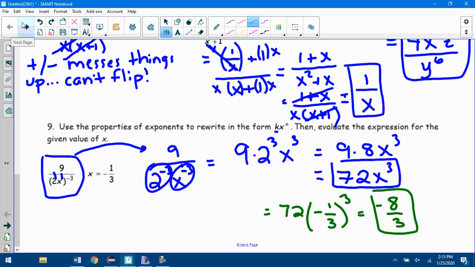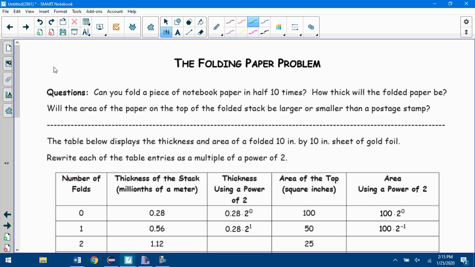An application of this. Kind of a weird application, but still an application. The folding paper problem. Question, can you fold a piece of notebook paper in half 10 times? How thick will the folded paper be? Will the area of the paper on the top of the folded stack be larger or smaller than a postage stamp? So if you just fold a regular piece of paper, I remember watching a show called Mr. Wizard when I was younger. And if you just take a regular piece of notebook paper, I think the most you can get to fold it is 7 or 8 times. You can try it if you want, but it gets too thick to fold after that.